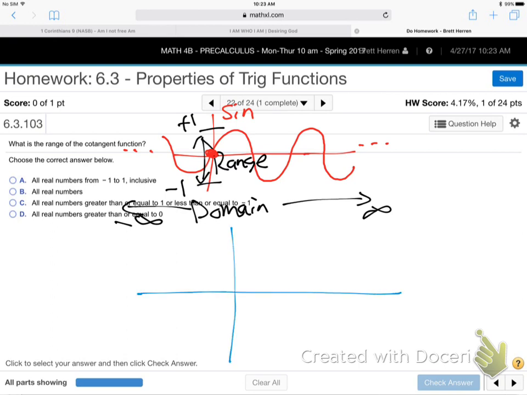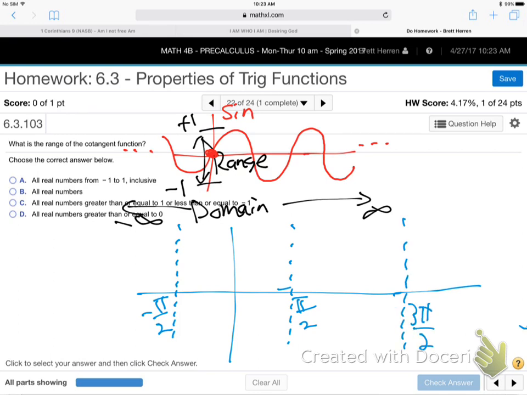Anybody? It has vertical asymptotes at -π/2 and +π/2, and then cycles every pi. So this is going to be, let's see, move it there, 3π/2 because it's a full pi away. And then he does a snake.